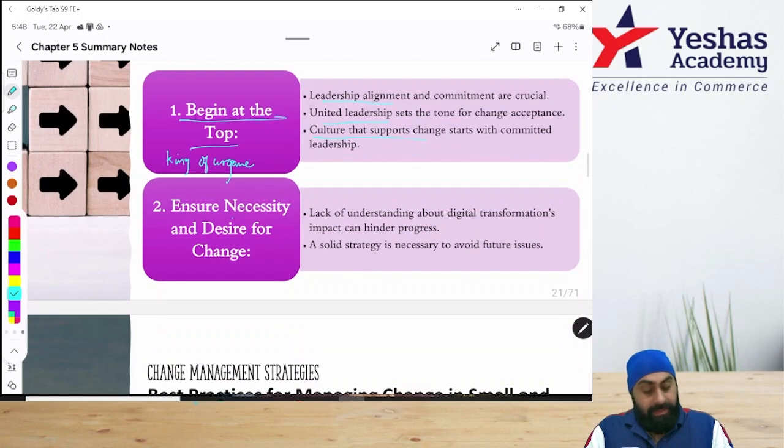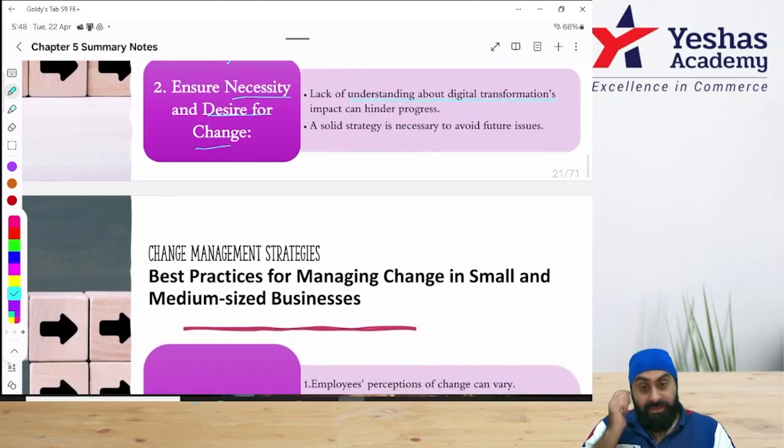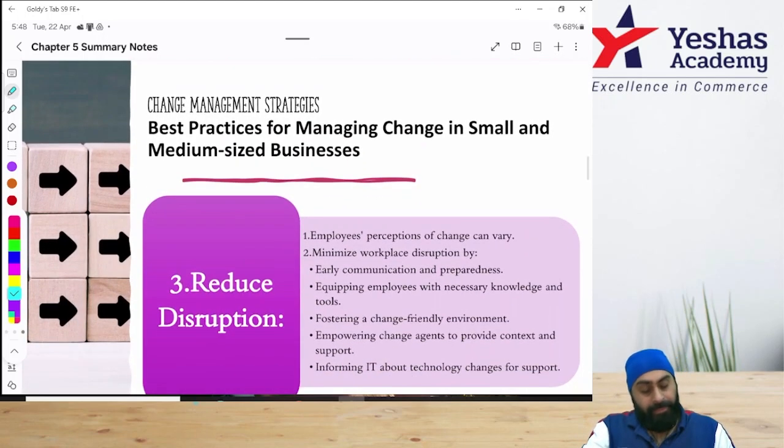Is there a need for change? If you don't understand the value of digital transformation, you will never be able to achieve digital transformation. So it's very important to understand, is there a need for change? Yes. If there is, go for it. What makes you do a digital transformation? Very, very important.